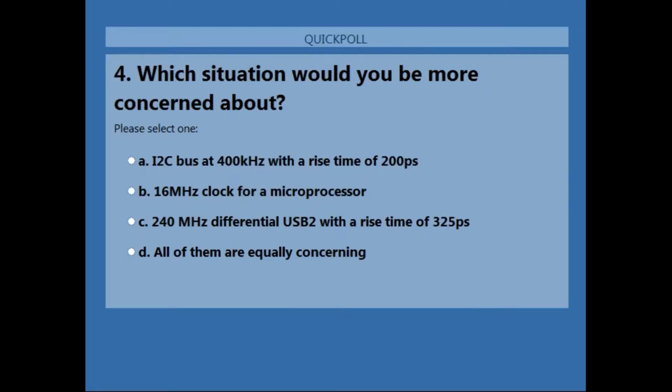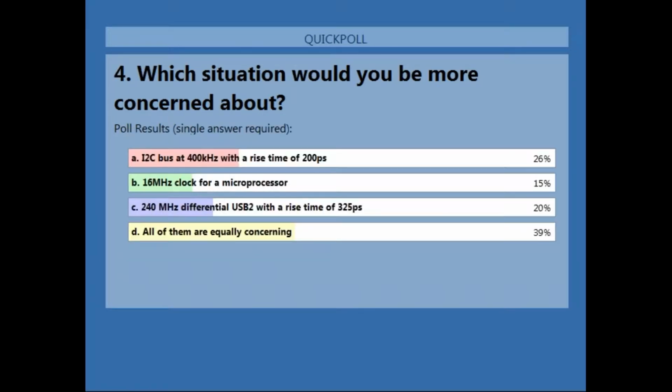Polling question number 4. Now this one, I want you to pay attention to the wording in the question. What situation would you be more concerned about if this was your design? Okay. So I'm going to go through and explain the answers, which one is correct and which one's not correct. But it looks like 26% got the correct answer, A. Now, for those of you who voted for D, all of them are equally concerning.